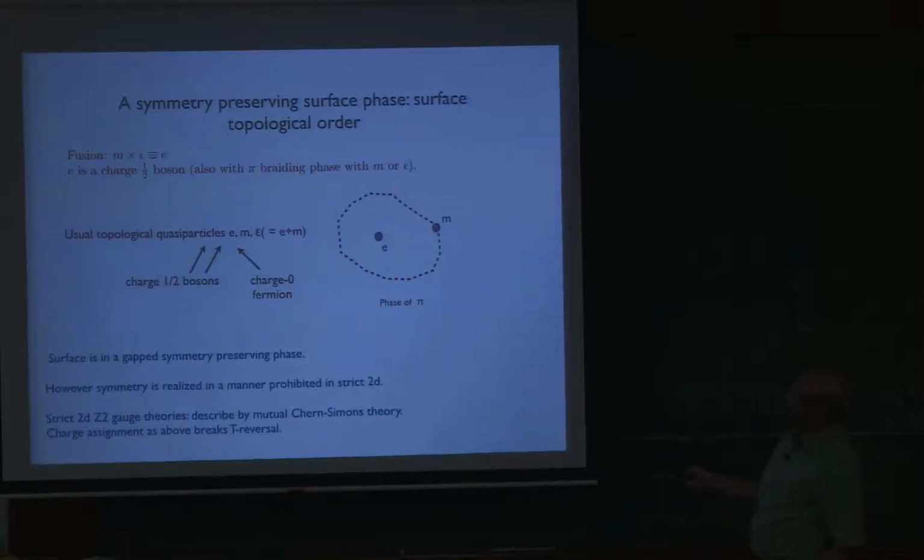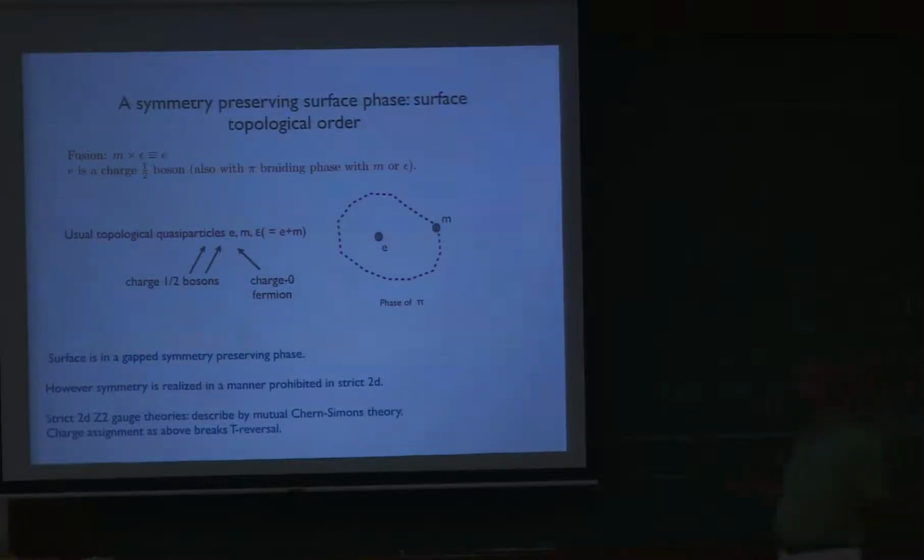Now, the fusion of M and epsilon: you take the M particle, the pi flux, and bind it to this epsilon particle. That fusion product is a boson. This is a boson, this is a fermion. You might have thought the fusion would be a fermion, but because of the mutual braiding, it is actually a boson. This carries charge half, this carries charge 0, so the product carries charge half. So this is a charge half boson, and it is easy to check that it also has a pi braiding phase with either M or epsilon.